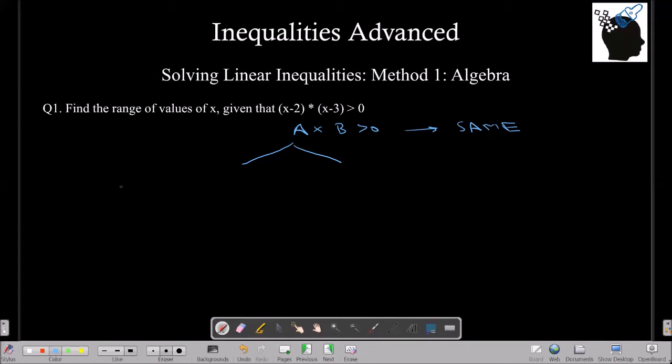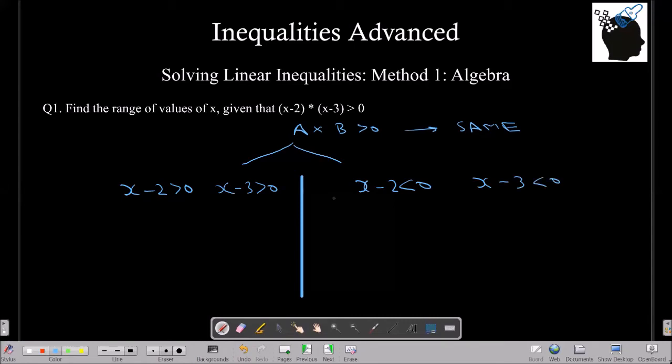In the first case, we are saying both x minus 2 and x minus 3 are positive. And in the second case, x minus 2 is negative and x minus 3 is also negative. If you simplify this, this becomes x is greater than 2 and this becomes x is greater than 3. This becomes x is less than 2 and this becomes x is less than 3.